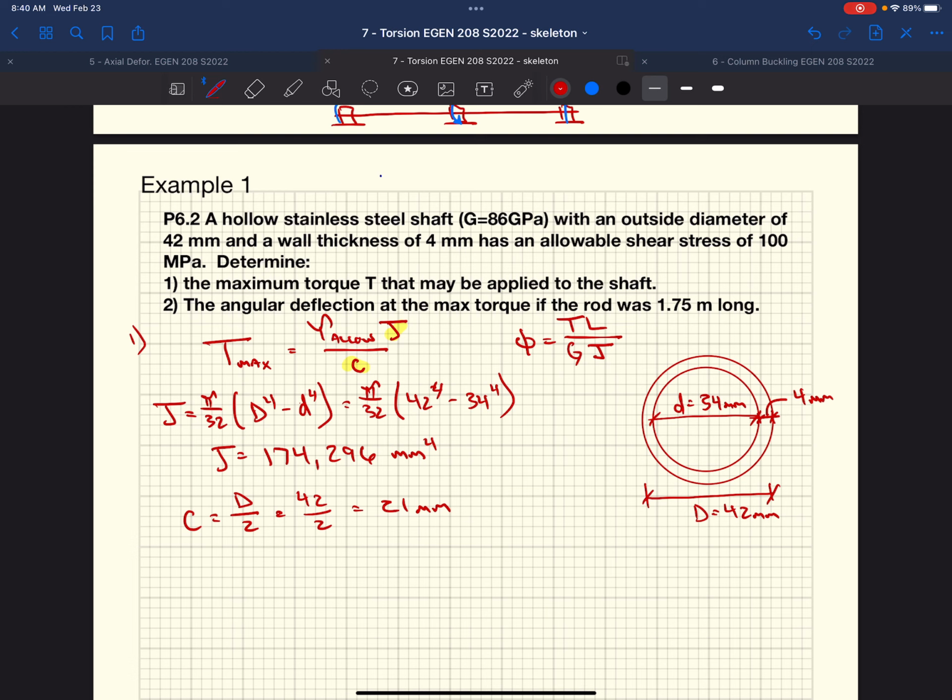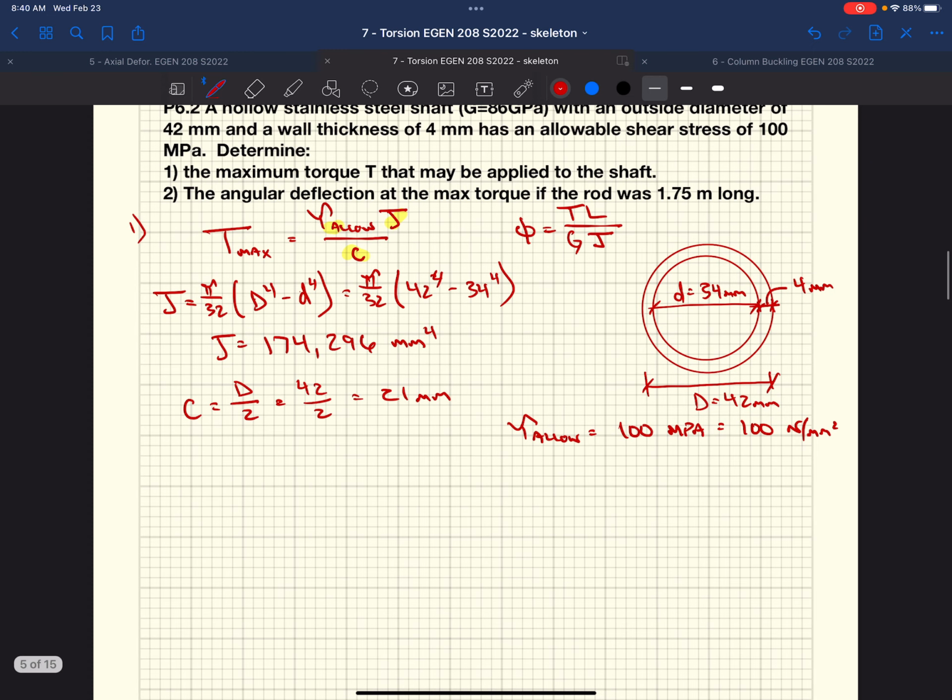And we know tau max, or our allowable shear stress. They tell us the allowable shear stress of 100 megapascals. Well, now we can figure out what the torque is. So we've got J, we've got C. We said tau allowable equals 100 megapascals, which is 100 newtons per millimeter squared. You know that relationship. I went that route because J and C are in millimeters, so I wanted to have consistent units.